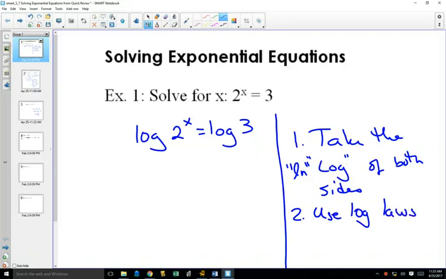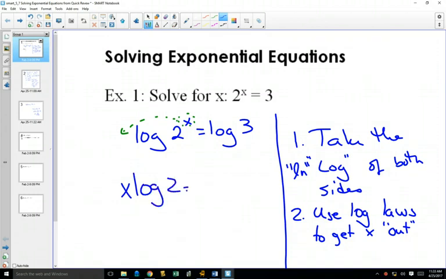is we're going to use our log laws to get x out. We want x out of the exponent. That's the whole problem, this is hard to solve for because x is in the exponent. So our log law says if we have an exponent inside of a log, it can come out in front. If that exponent is to the entire thing, which it is, it's to the 2, that x can come out in front. So by doing that, now we've changed this to a linear equation with ugly looking numbers.